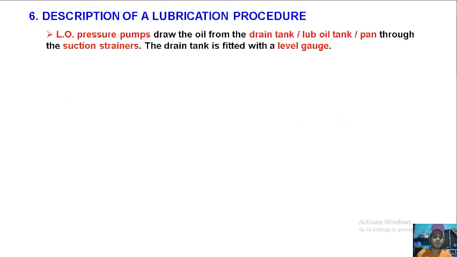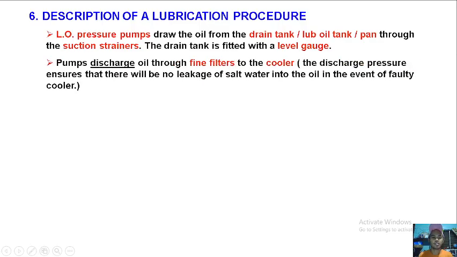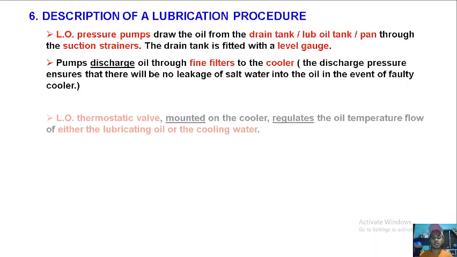Okay, so a description of the lubrication procedure. The lube oil pressure pumps draw the oil from the drain tank, lube oil tank, or pan, or sump through the suction strainer. The drain tank is fitted with a level gauge. The pumps discharge oil through fine filters to the cooler. The discharge pressure ensures that there will be no leakage of salt water or cooling water into the oil in the event of a faulty cooler.